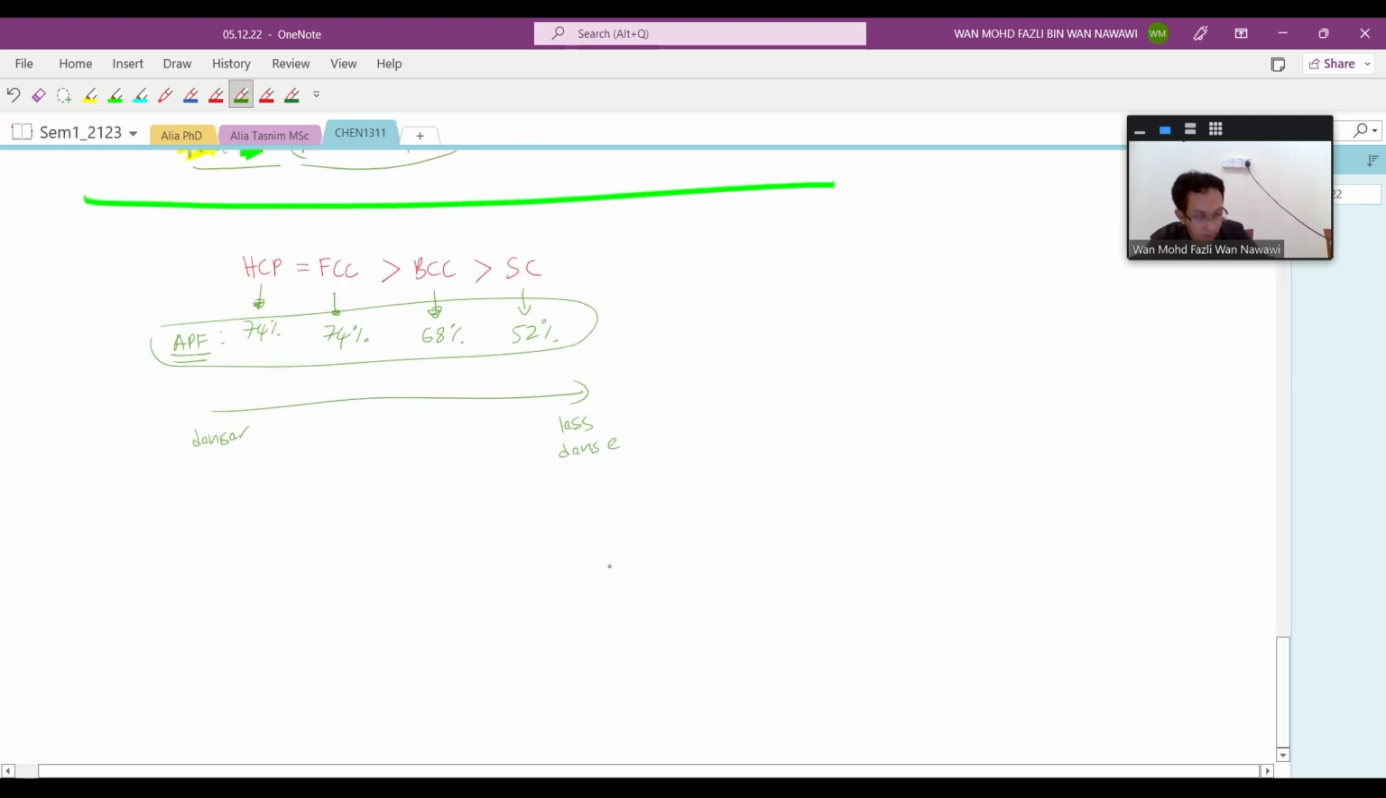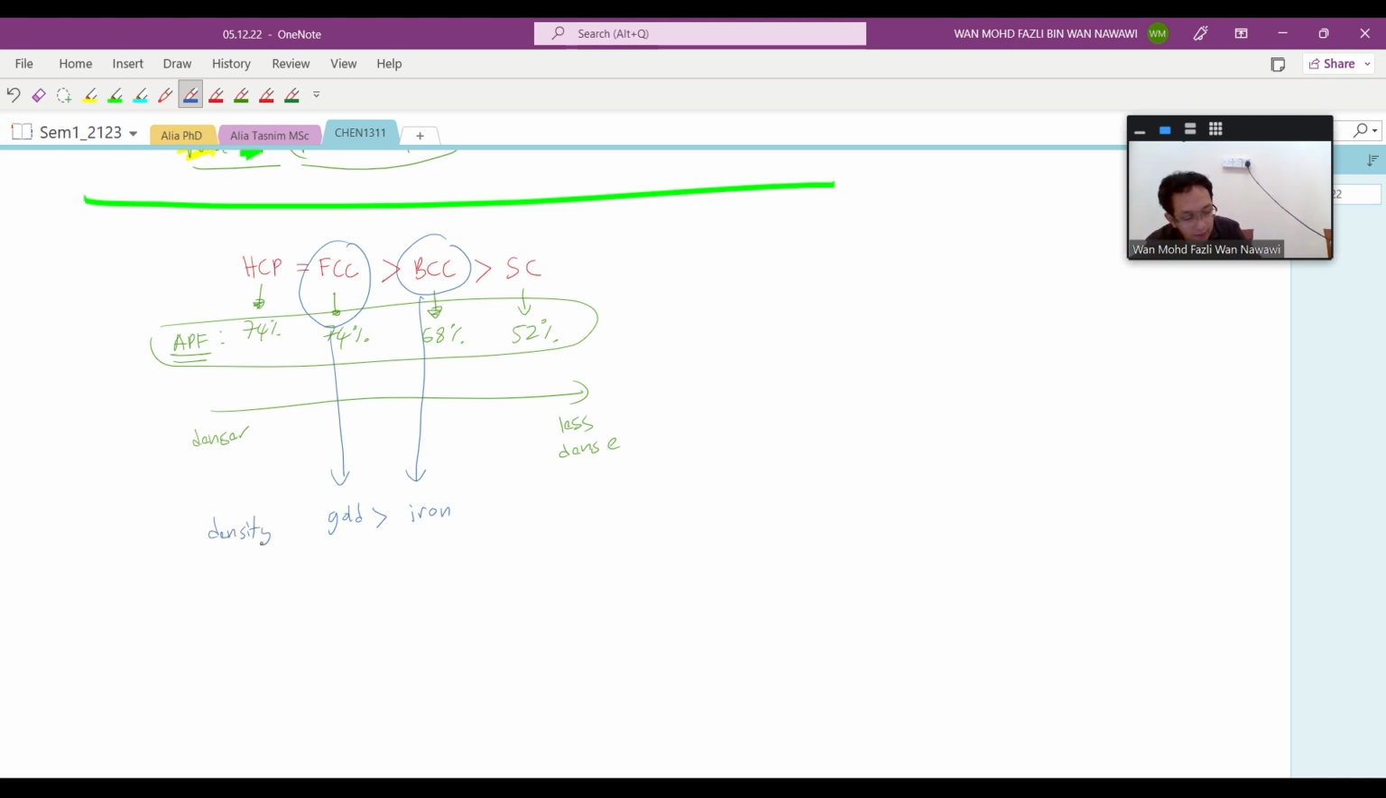We know the example of FCC is gold, and the example for BCC that we learned before is iron. Because gold has an atomic packing factor of 74% and iron has an atomic packing factor of 68%, we can say that in terms of theoretical density, gold is denser than iron.